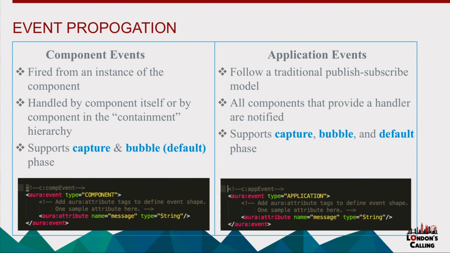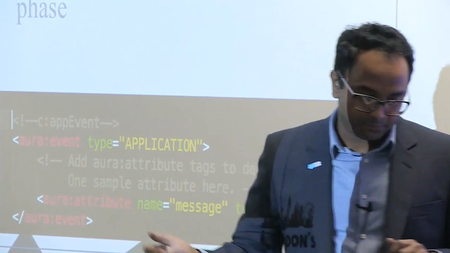Application event, as you'd guess, happens at the application level, so it follows a publish-subscribe model. Again, it's fired by an instance of a component, but the handler doesn't have to be within the same containment hierarchy. It can be part of another subtree as well. It supports capture and bubble phase, but it also has a default phase, which basically means the framework can invoke event handlers in a non-deterministic manner. So if you don't care about events being captured within the same subtree, the default phase is useful if you have handlers across subtrees.